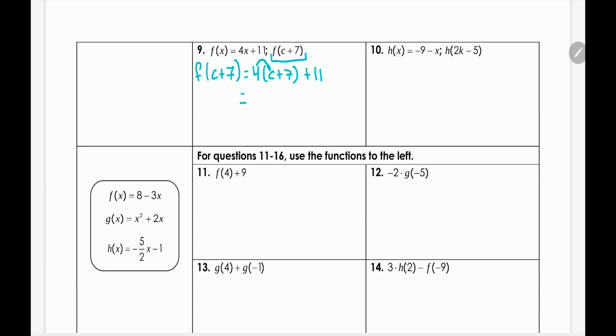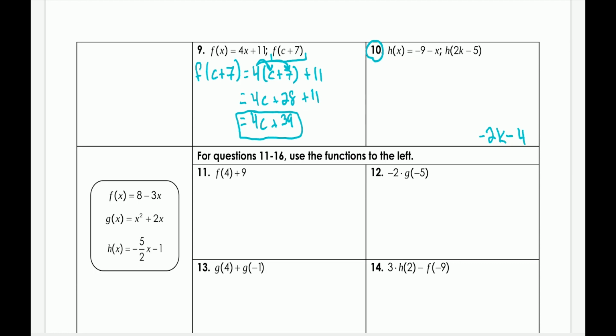So we have to distribute the 4. So 4 times c is 4c plus 4 times 7, which is 28, plus 11. And then if we combine like terms, we have 4c plus 28 plus 11 is going to be 39. And that's our answer for number 9. I want you to give number 10 a try on your own. Your final answer should be negative 2k minus 4. If you don't get that, please reach out to me and I can see what's going on.